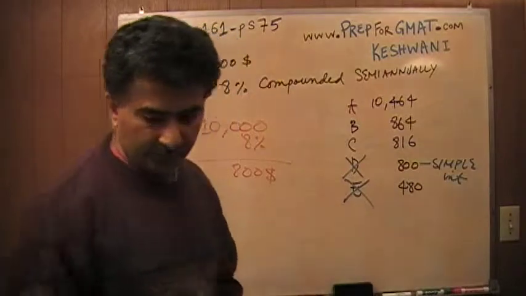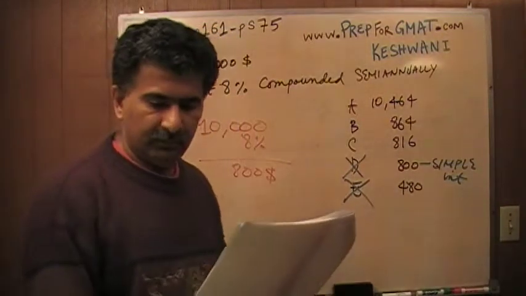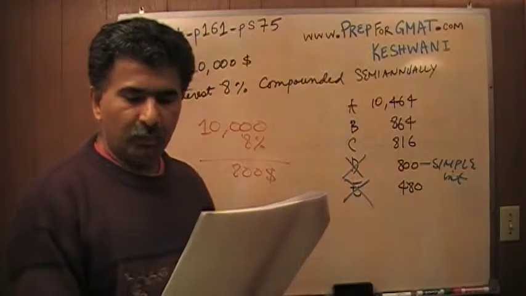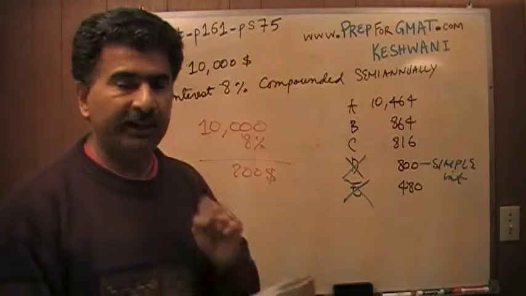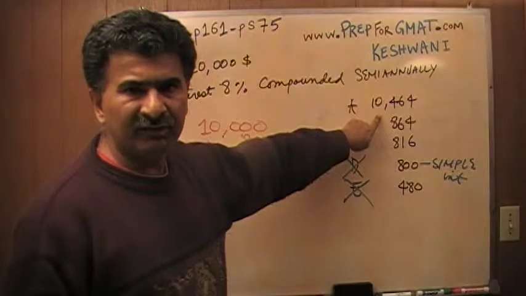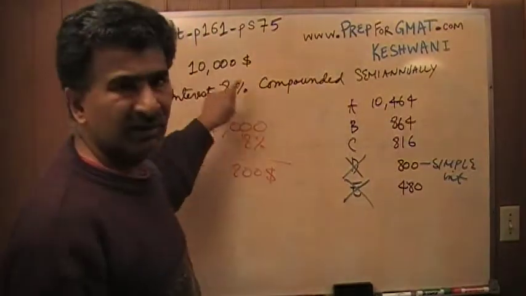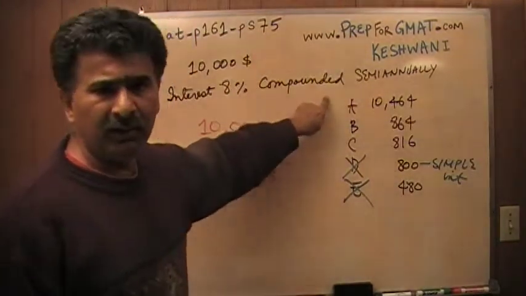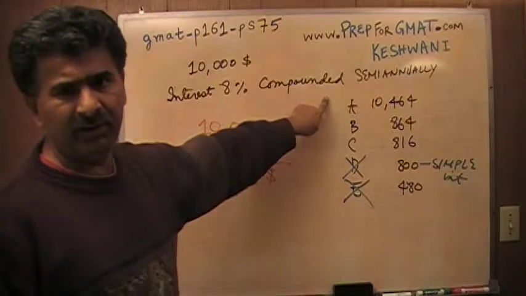What else can I cross out? The question is asking, I'm going to read one more time. It says, what was the total amount of interest paid? They're not going to pay you $10,464 in interest in 1 year just because you're getting 8% compound. I don't care if it's compounded quarterly. You're not going to get 10% return.